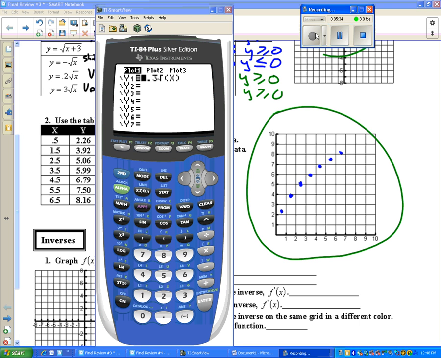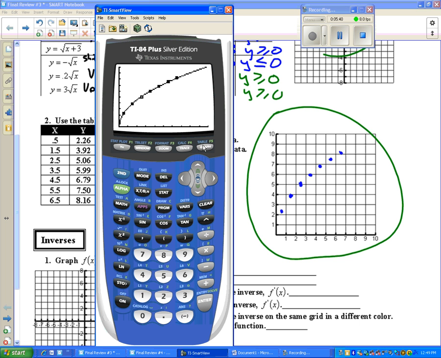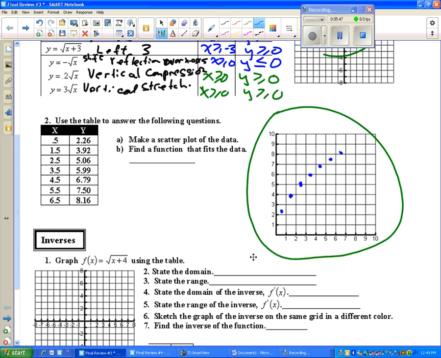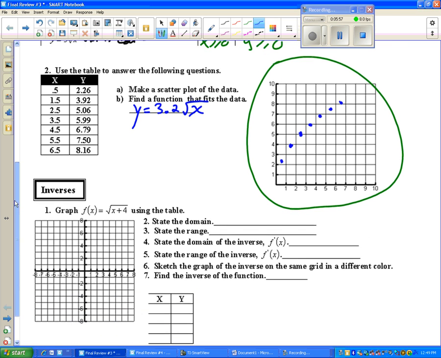Okay, so 3.3 was too big. Let's try 3.2. That's what I'm looking for. So my equation is y equals 3.2 square root x. There's my function. Inverses, inverses.